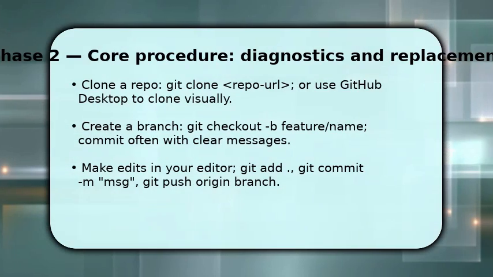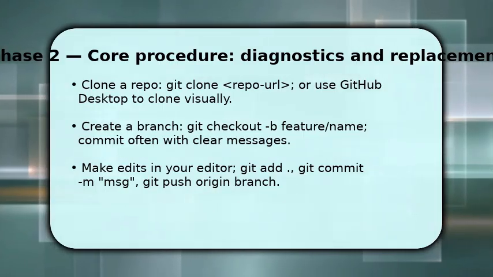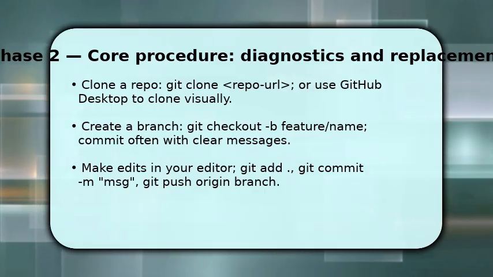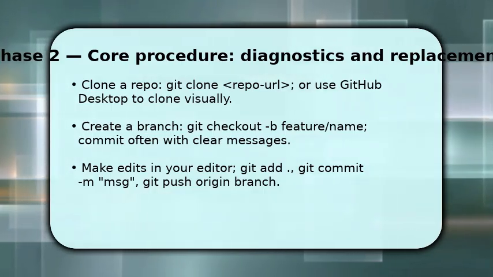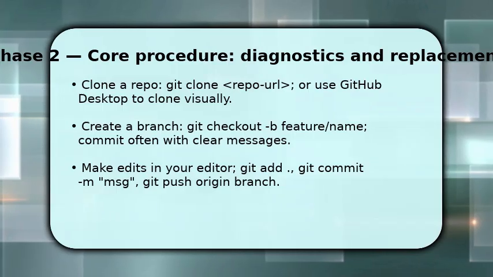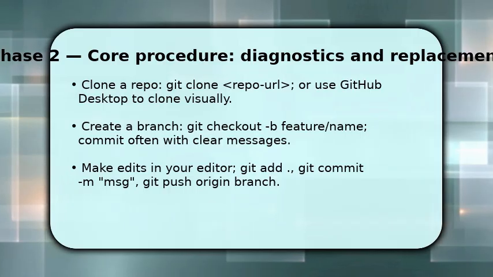You'll now fetch code and work on a feature. Start by cloning the repository with git clone <repo URL> or use GitHub Desktop if you prefer a GUI. Then create a branch with git checkout -b feature/name to isolate your work. This keeps main clean.